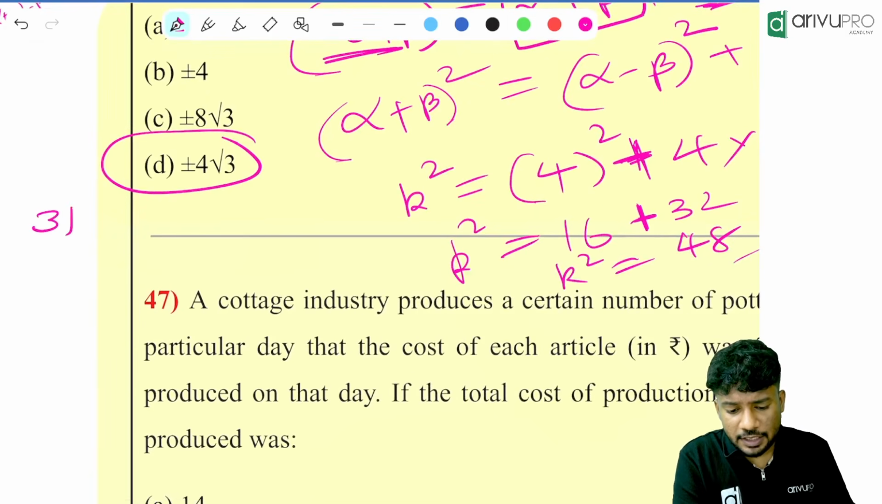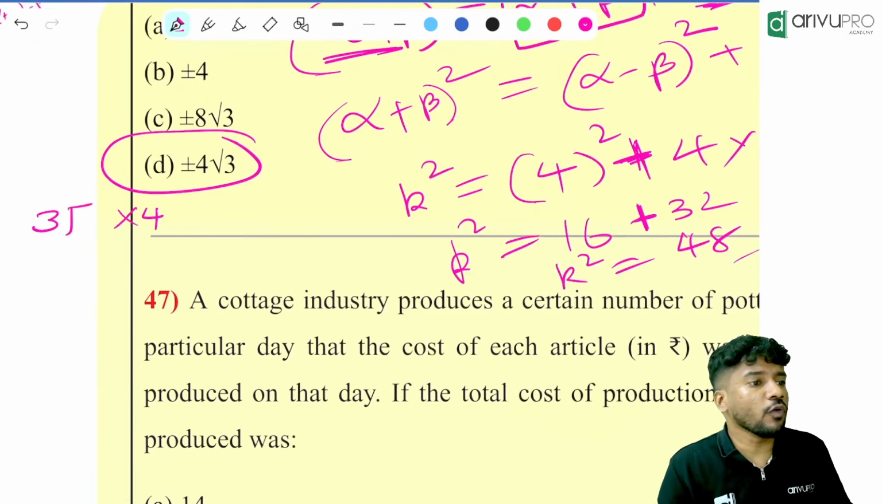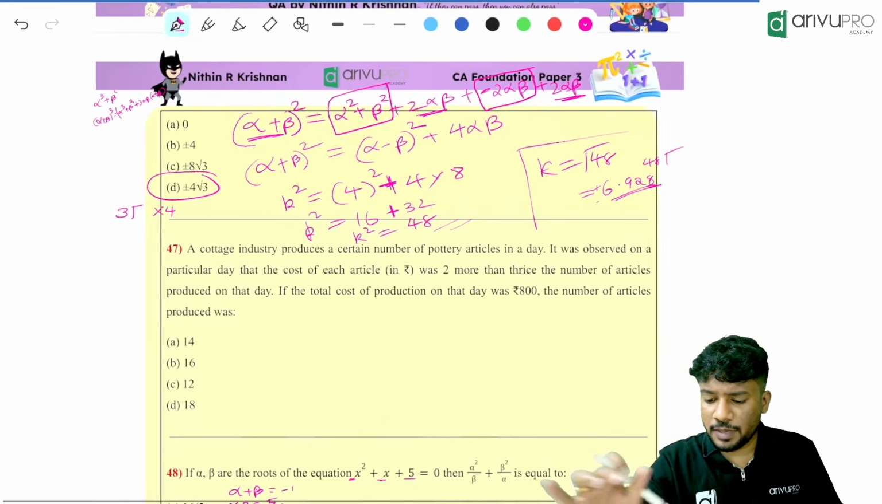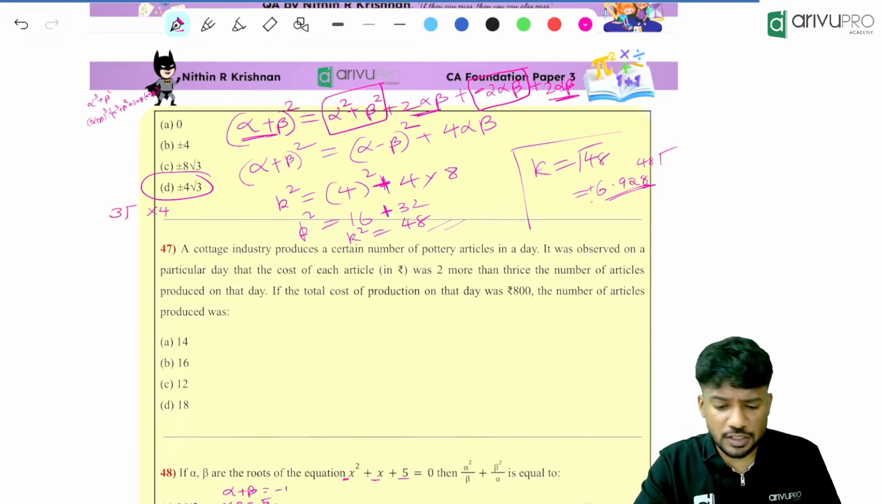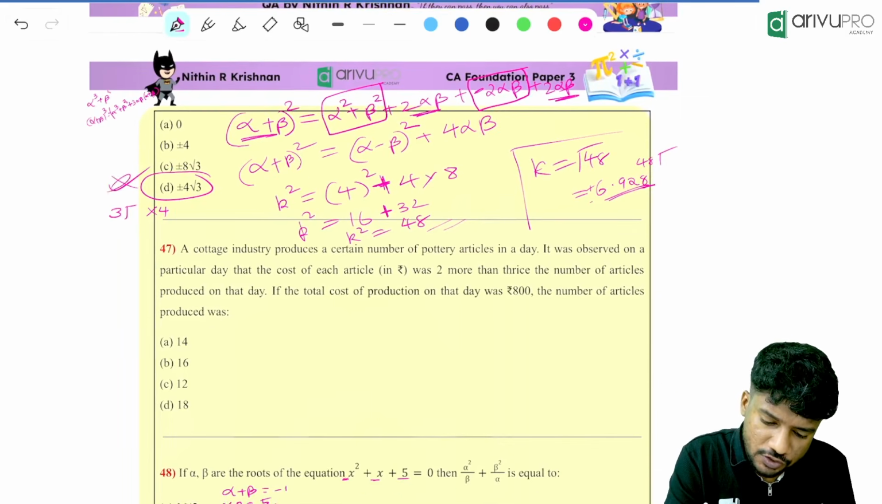Type 3, then click root, then multiply it with 4. How much are you getting? Are you getting the same answer of 6.928? Yes, option D is your answer.